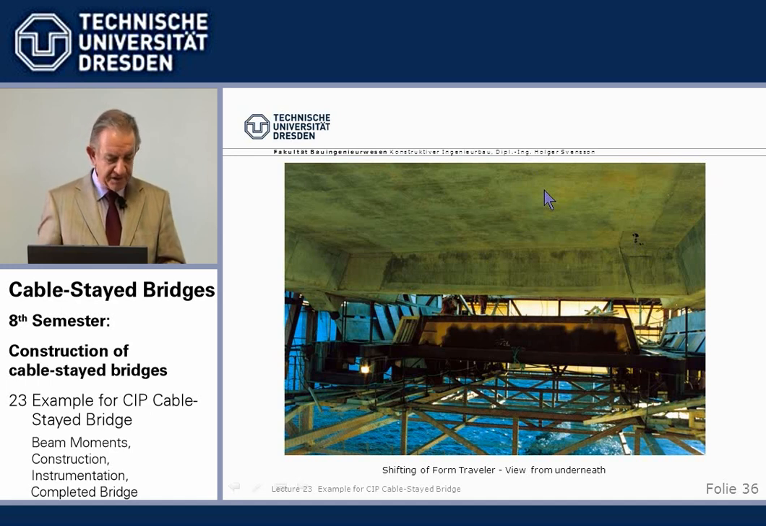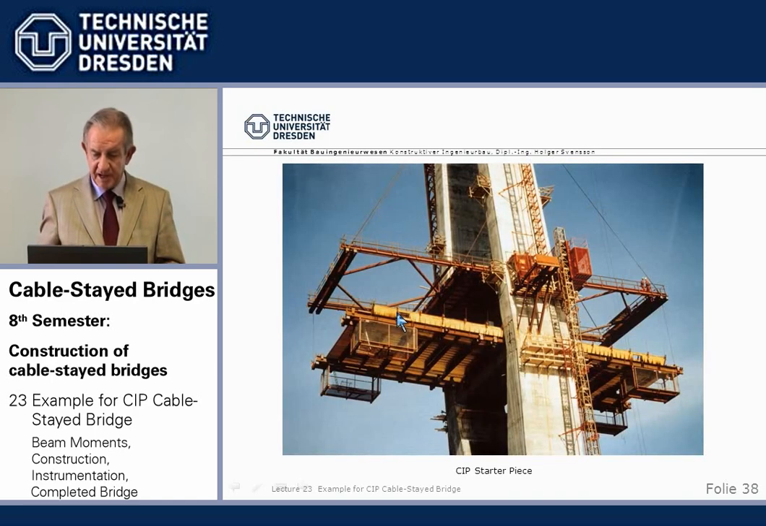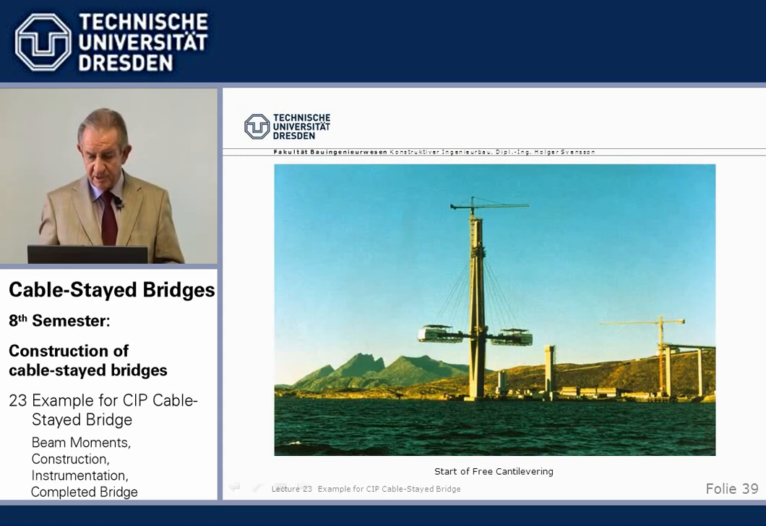Now, construction started with building the towers. First one completed, this one on its way, and the approach bridges with span wires launching formwork. The starter element was part of the formwork traveler, connected to the tower to cast the first piece, and then the travelers were completely installed like here, and on we go.